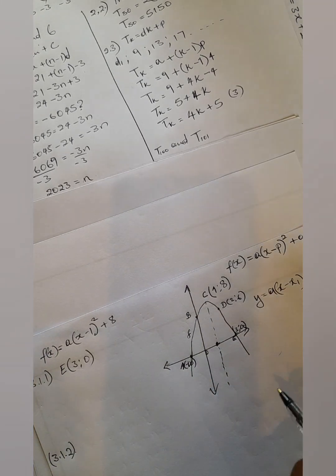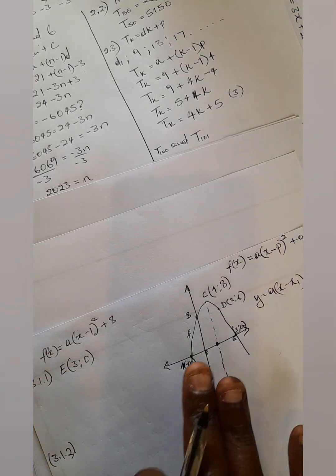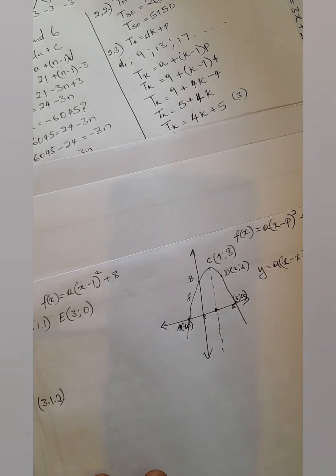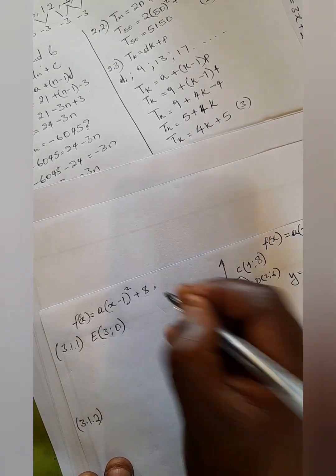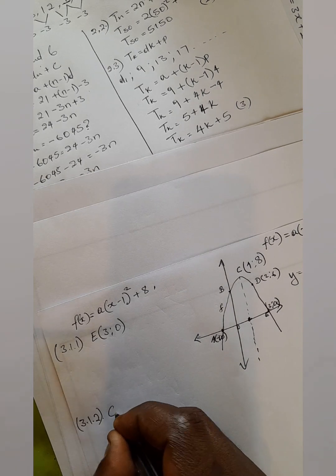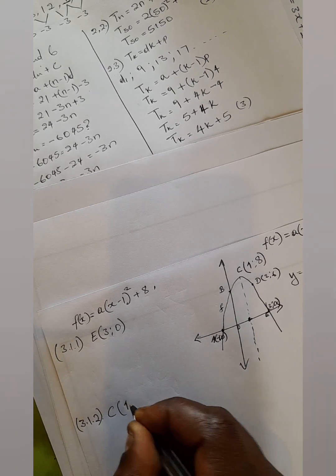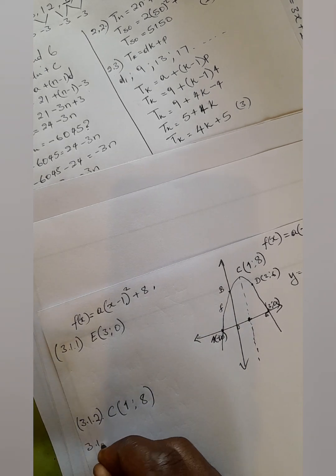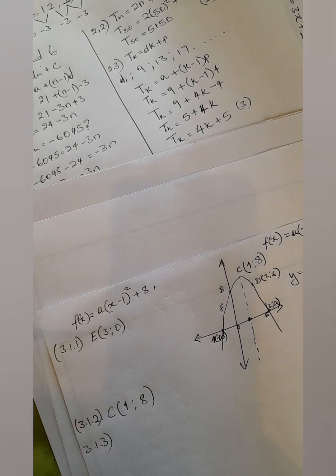Okay, 3.1.2, they say write down the coordinates of C, the turning point of F. We already did that. From this equation, the turning point is +1 and +8. 3.1.3, the range of F. The range of F.